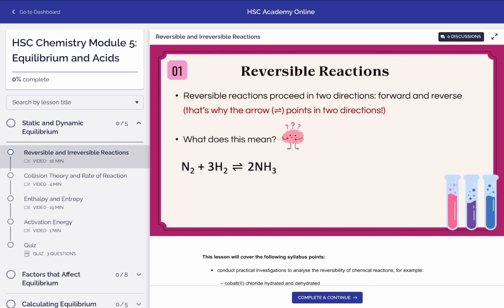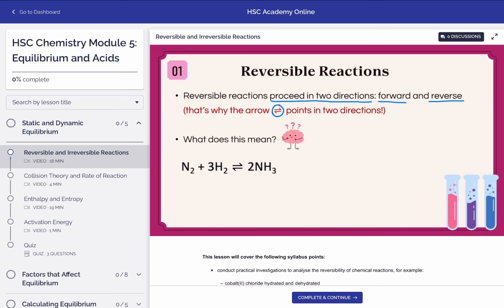So we're moving on to our reversible reactions. In Module 5, the reactions that we're mainly going to be looking at are reversible reactions. Reversible reactions proceed in 2 directions, that is the forward and the reverse. That's why in chemical equations for reversible reactions, we use an arrow that points in 2 directions. For example, we have this reversible reaction, and we know it's reversible because of the arrow that is used. It's pointing in 2 directions.